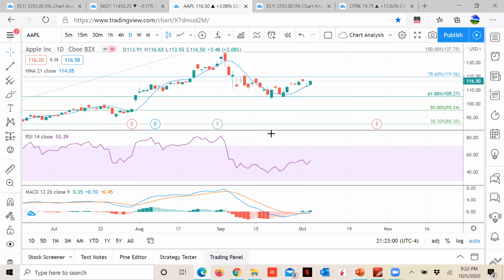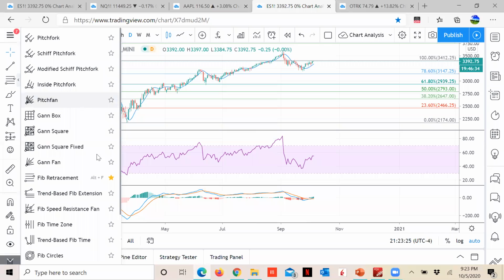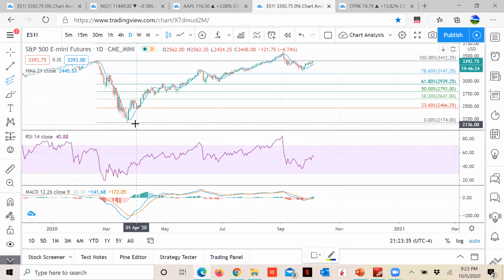So we can take a look. Go back to this S&P 500 again. I have these retracements drawn here, based on the near historical low versus the near historical high. To draw a Fibonacci channel, I go to the same Gann and Fibonacci tools, click on the arrow. So this is Fibonacci retracement. Go all the way down. There's a Fibonacci channel here. All right, click on it.